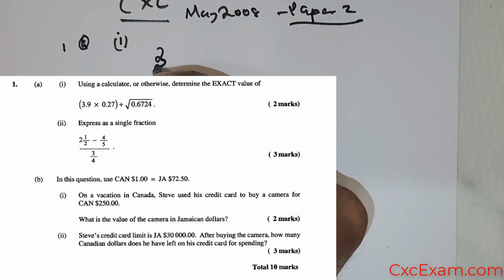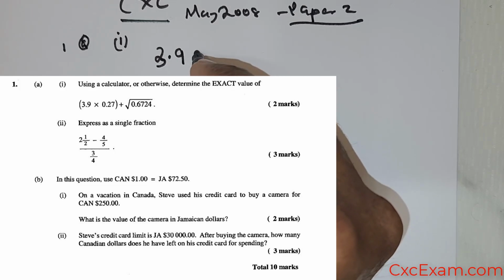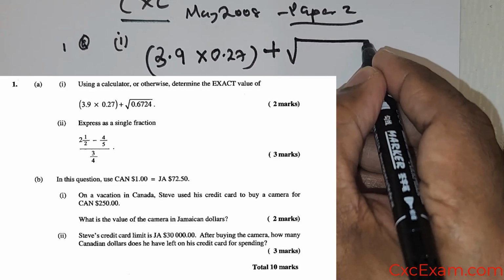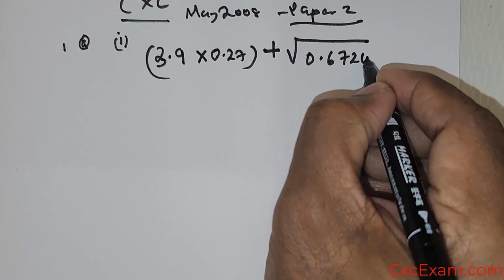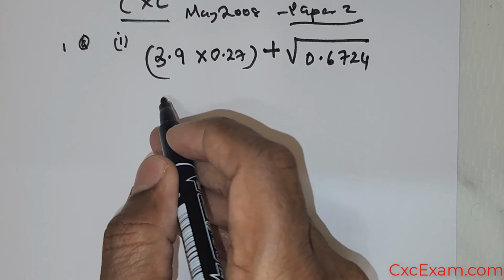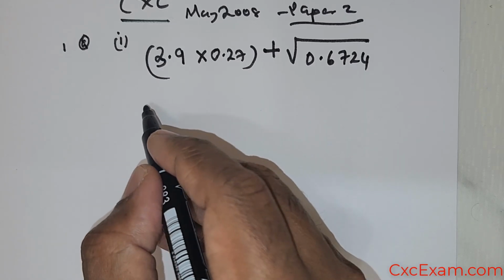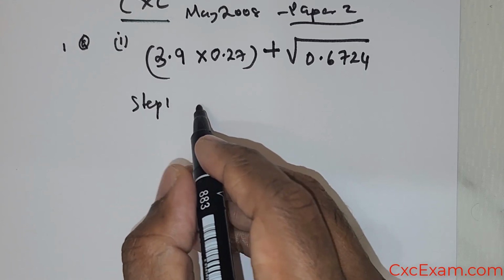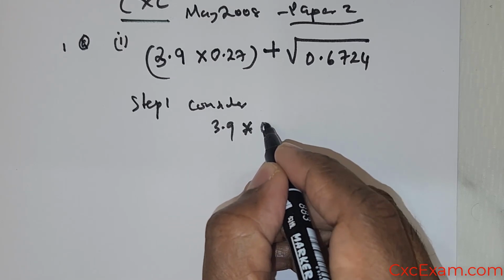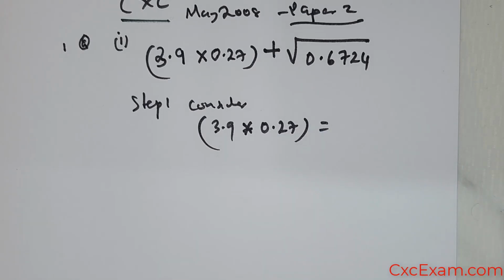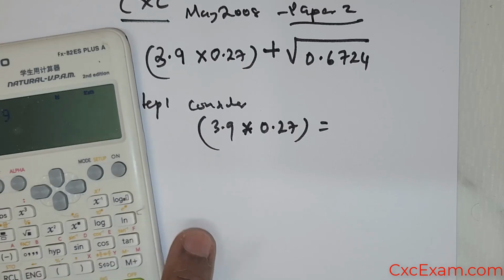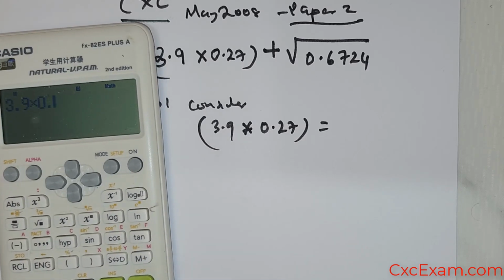You can use a calculator and find out the exact value of 3.9 multiplied with 0.27 added with the square root of 0.6724. Now foremost, you will have to multiply these two numbers. So step 1 would be to consider 3.9 multiplied with 0.27. You are allowed to use a calculator, so key in 3.9 multiplied with 0.27.